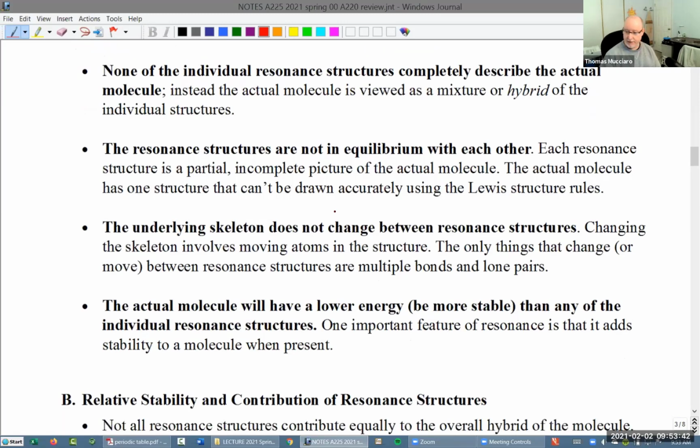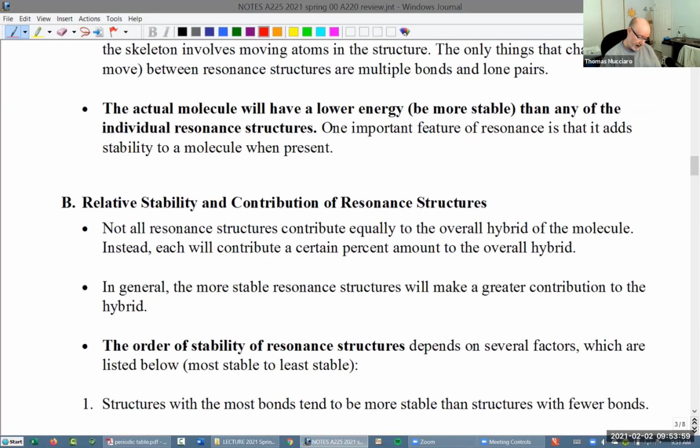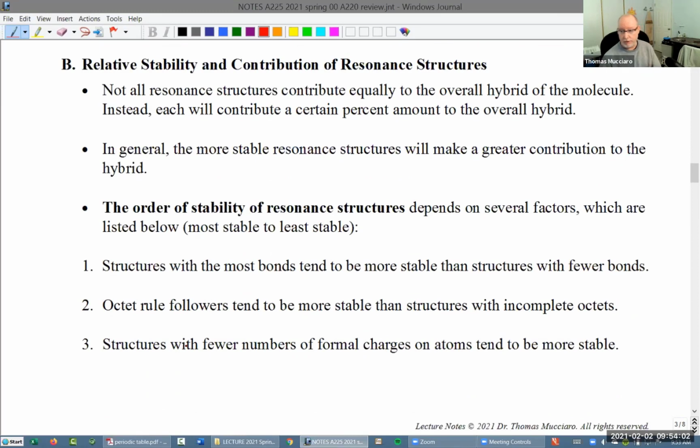Okay. And this was, somebody was asking about stability. The actual molecule is usually more stable than any of the individual resonance structures. Resonance adds stability. It's advantageous to have. So we're going to see that. Now, this then goes to your question, would those two be the same? Well, we can rank resonance structures that aren't fundamentally identical. If they have a difference, we can rank them in terms of which one is more stable. And what we would see is the more stable ones contribute a larger percentage to the mixture, the hybrid structure.